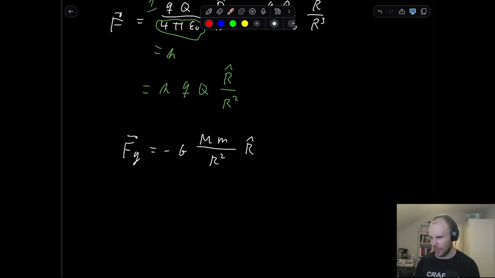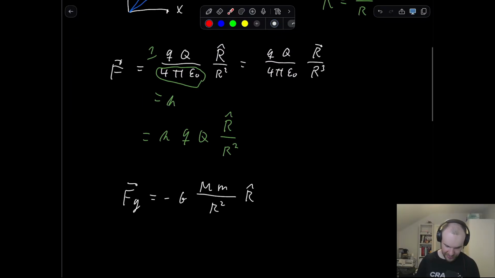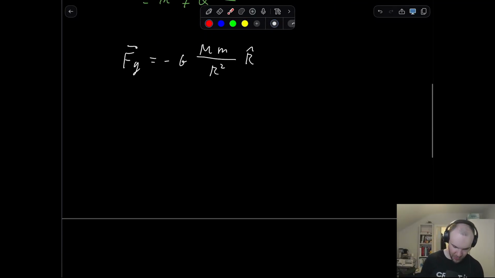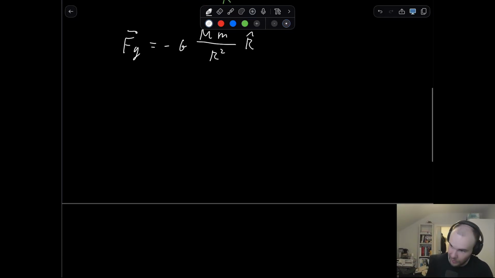Okay, so what we have here also is that charges are conserved, right? For example, if I took a balloon and rubbed it against my head, electrons would move to that balloon. So the balloon would, of course, be negatively charged.